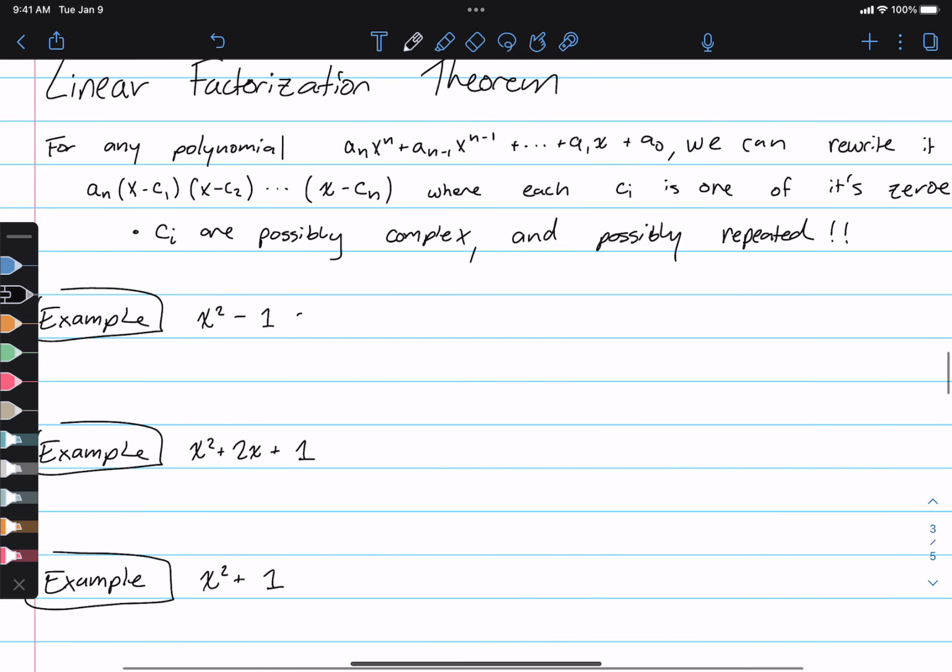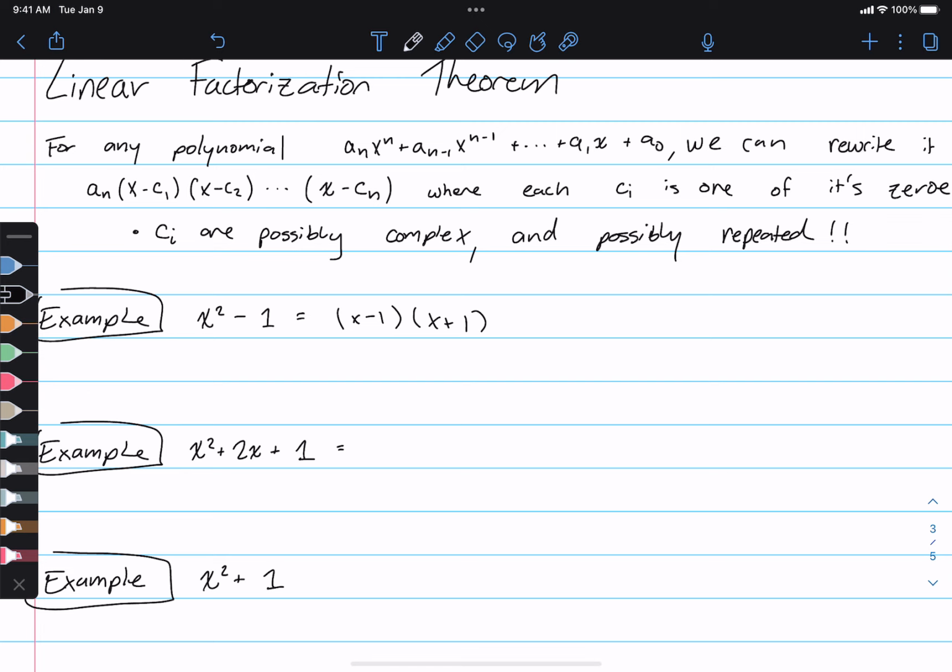So our usual factoring, x squared minus 1, it's not repeated and it's not complex. We have x minus 1 times x plus 1, right? This is a nice one, and I like to start out with that one just because it introduces us to that. And that's what we've been doing this whole time, is factoring, right?